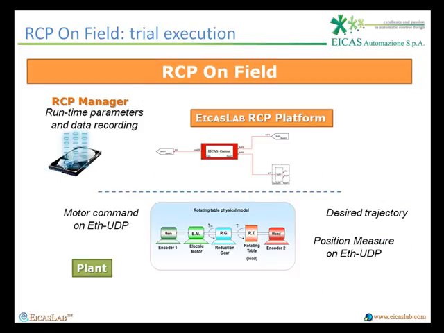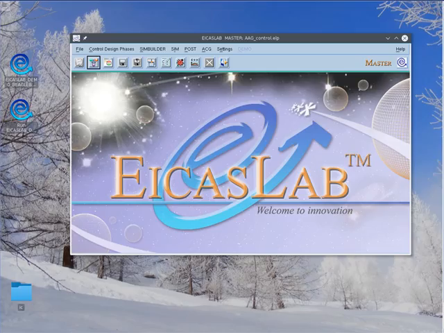So, during the trial execution, the EICAS control block computes the command which is sent to the plant emulator, from which the position measures and the desired trajectory are sent to the control. During the trial execution, you can automatically record on the EICASLAB RCP platform disk all the plant input-output and the host commands data sent to the controller, allowing then to run the slow motion submode.